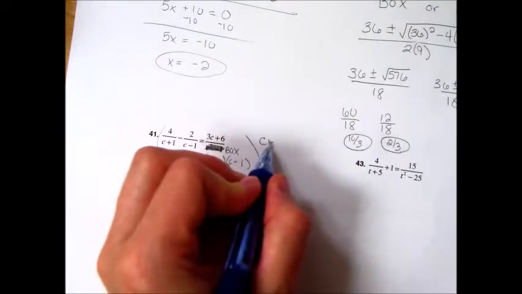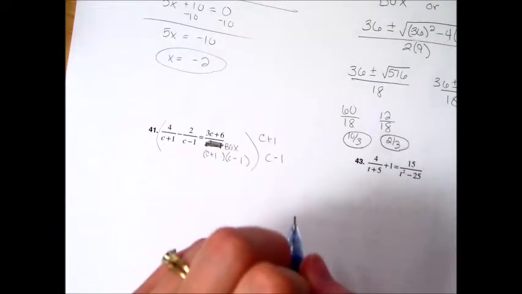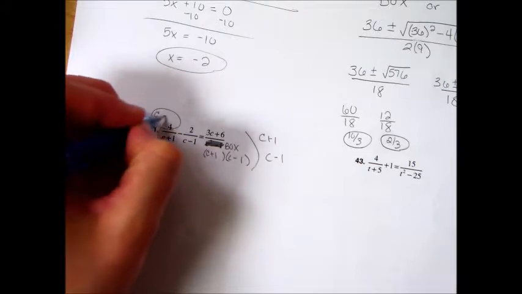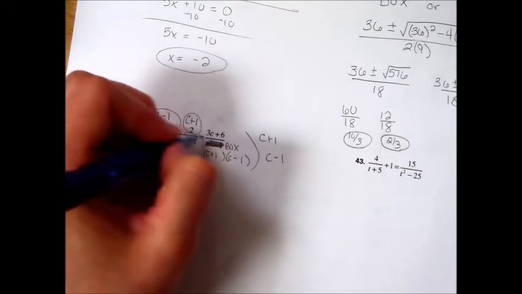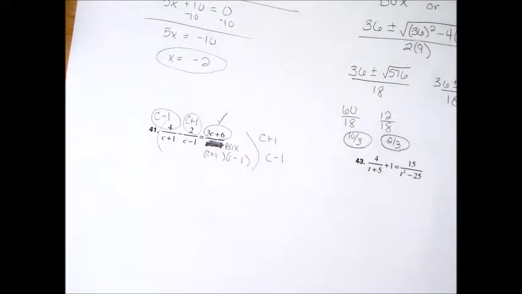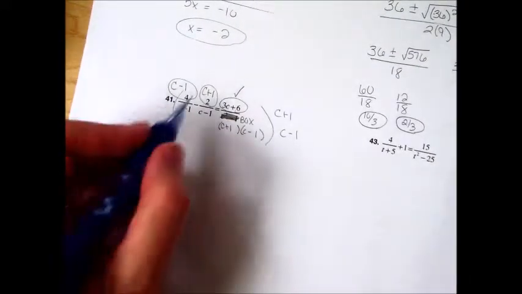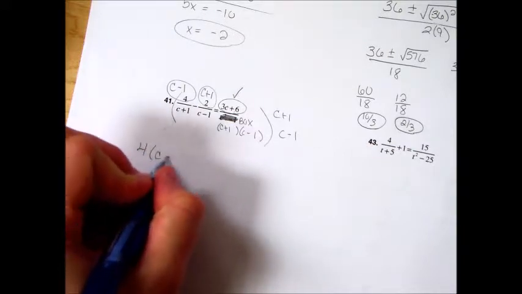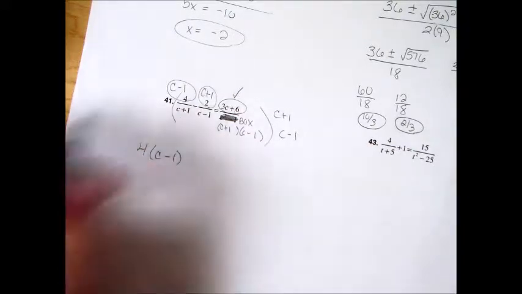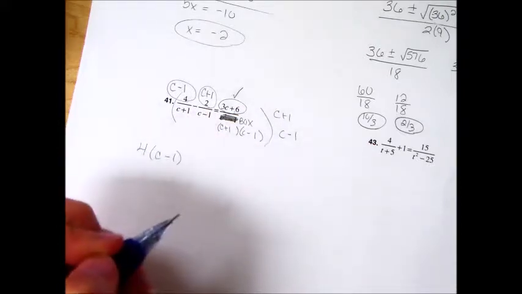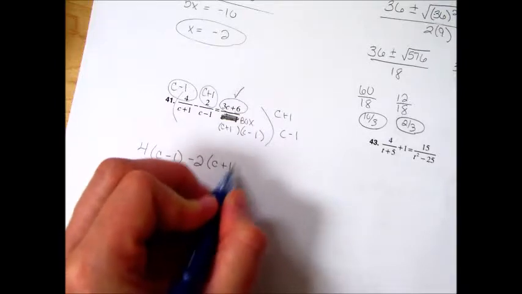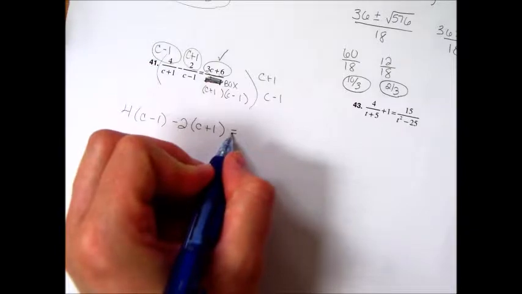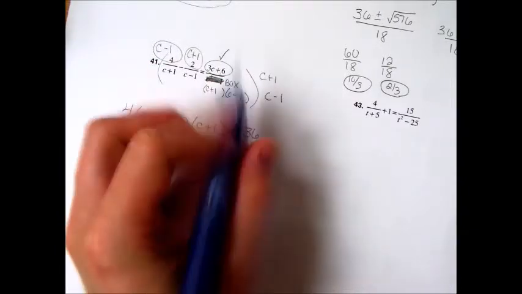Common denominator is c plus 1 and c minus 1. Let's go see what's missing. This 4 is missing a c minus 1. This 2 is missing a c plus 1. This 3c plus 6 is not missing anything. Okay, so we're going to have a 4 with parentheses c minus 1. Then we're going to have a minus 2 parentheses c plus 1. My video keeps stalling. Equals a 3c plus 6. Oops.